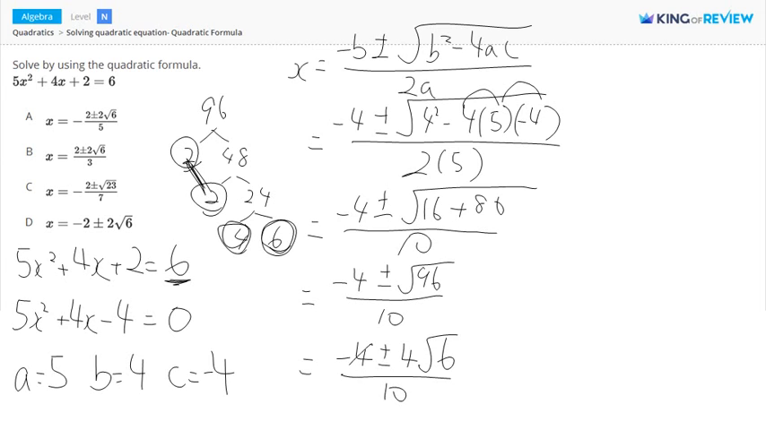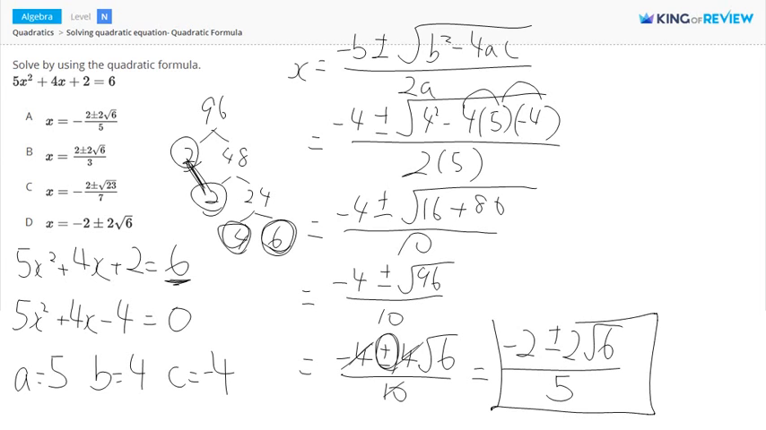Then you can divide everything by 2. Now don't forget that you have to divide this and this value by 2 because we're doing the plus and minus, not multiplication, but plus and minus. So it should say negative 2 plus or minus 2 root 6 over 5. And therefore, A is your answer.